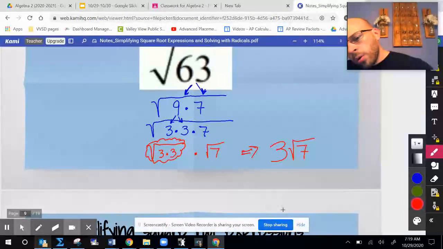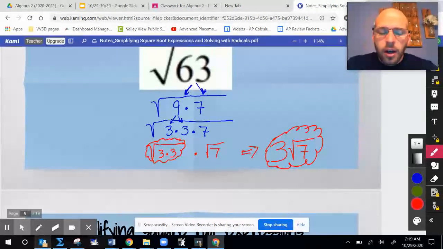And then there's not a whole lot I can do with the 7. That's still inside the radical because remember, you need 2 of the exact same thing. I don't have that, so the 7 stays on the inside. So the 9 I can reduce to 3, but the square root of 7 just stays square root of 7.